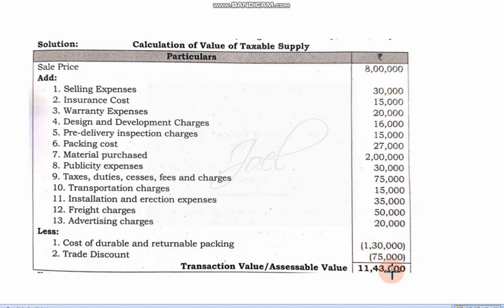One is 75,000, other one is rupees 1,30,000. These items we are deducting, so we will get a final value of rupees 11,43,000, and that will be the final answer we are supposed to consider. So 11,43,000 will be our transaction value. This is a way we are using to solve a particular problem, and this is the amount on which tax will be levied. Now amount is 11,43,000 on which tax will be calculated.